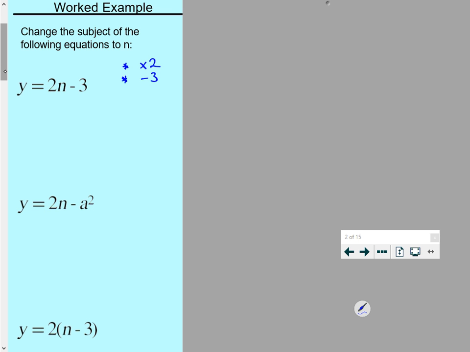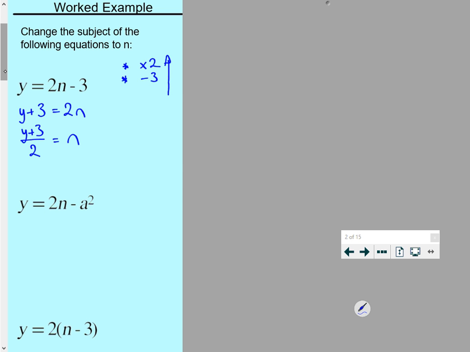To change the subject, we're essentially having to work backwards through that list. So I'm going to have to get rid of that take away 3. To do that, I'm going to add 3 to both sides. So y plus 3 is equal to 2n. And then I'm going to have to, again, undo that multiply by 2. So the opposite, the inverse of that, is going to be divide by 2. And when I'm dividing by 2 and I've got two terms, I just write it as one big fraction.